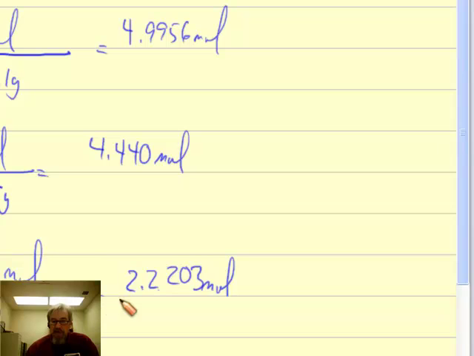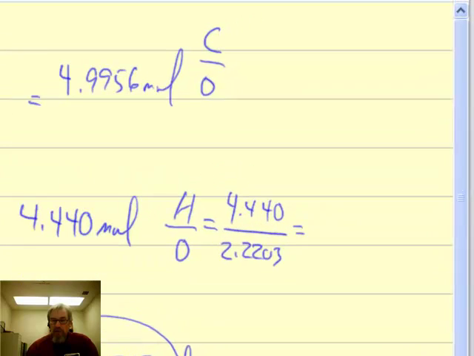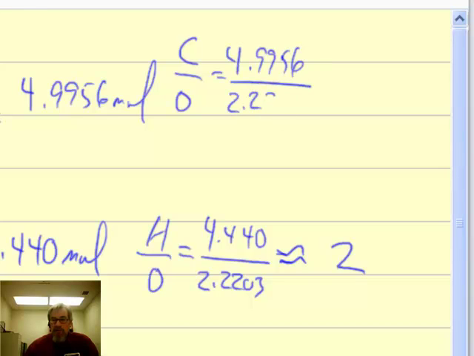Now our next objective is to find mole ratios based on the smallest number of moles. Well, oxygen gives us the smallest number of moles. It's 2.2203. So we want an H to O ratio and a C to O ratio. The H to O ratio is 4.440 moles divided by 2.2203 moles. And this comes out to really, really close to 2. My carbon to oxygen ratio is 4.9956 moles to 2.2203 moles. This doesn't come out to a whole number, but it comes out really close to 2 1/4.